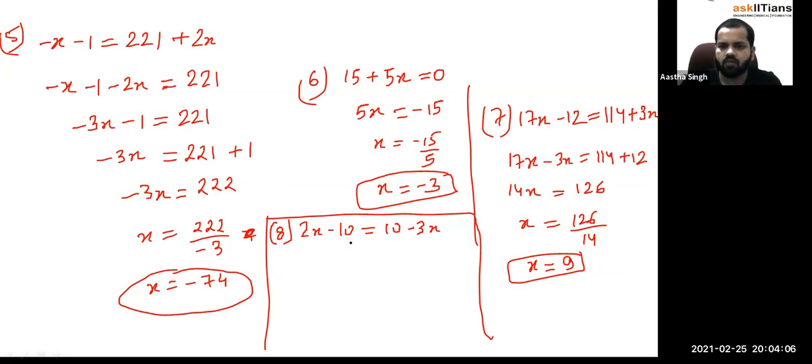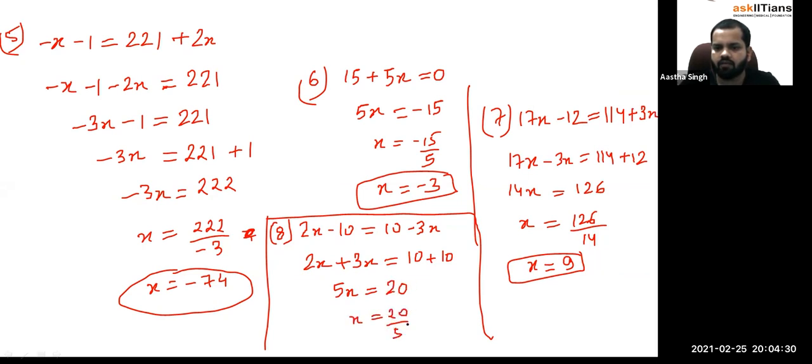So minus 3x will go to this side, so 2x plus 3x will be the variables on one side. Minus 10 will go to the other side, it will become plus 10. 2x plus 3x will be equal to 5x. 10 and 10 will become 20. So x will be equal to 20 by 5. So x is equal to 4.